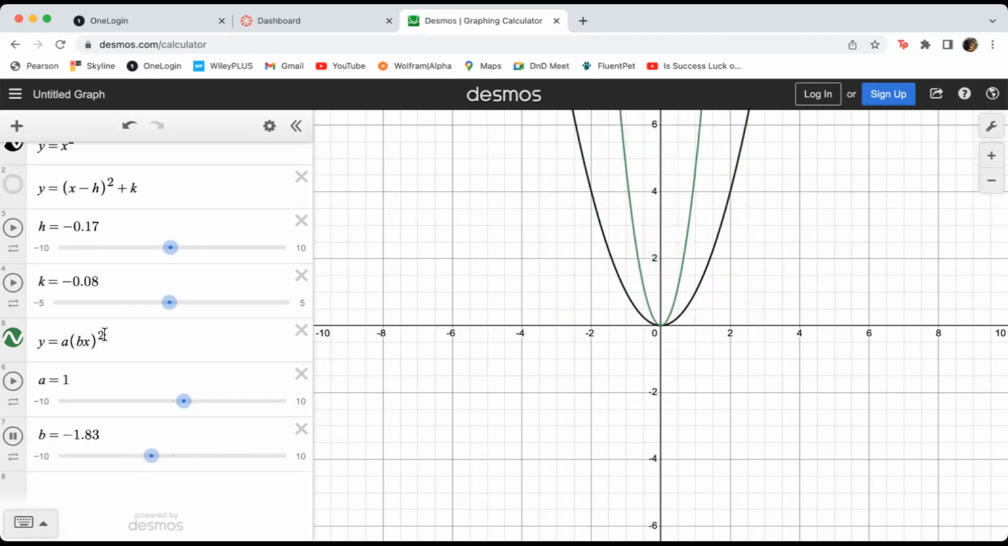Yeah, we've got this exponent of 2. That exponent of 2 is making everything positive. So even when B goes into a negative value, that negative gets squared and becomes positive.